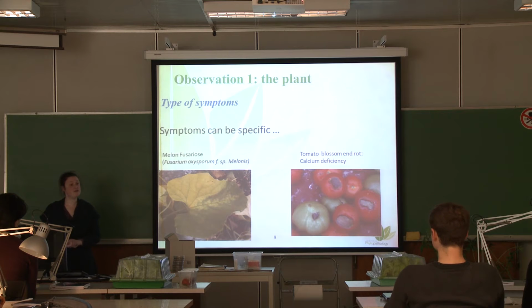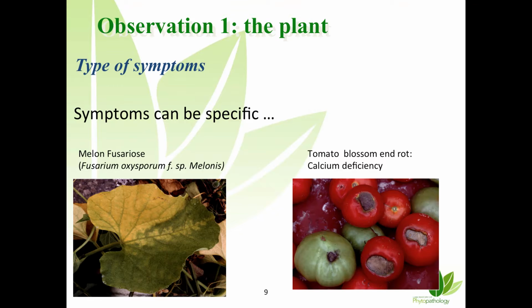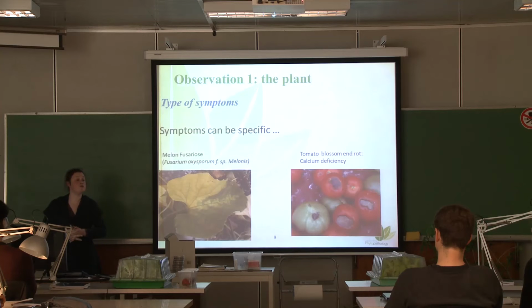So you have located the symptoms on your plants. Now you will have to determine which type of symptoms you have. Do you have chlorosis, necrosis, or other physiological abnormalities? And if you are really lucky, sometimes the symptoms that you are observing are really specific to a kind of disease. In this situation, it's really easy to make a diagnosis.